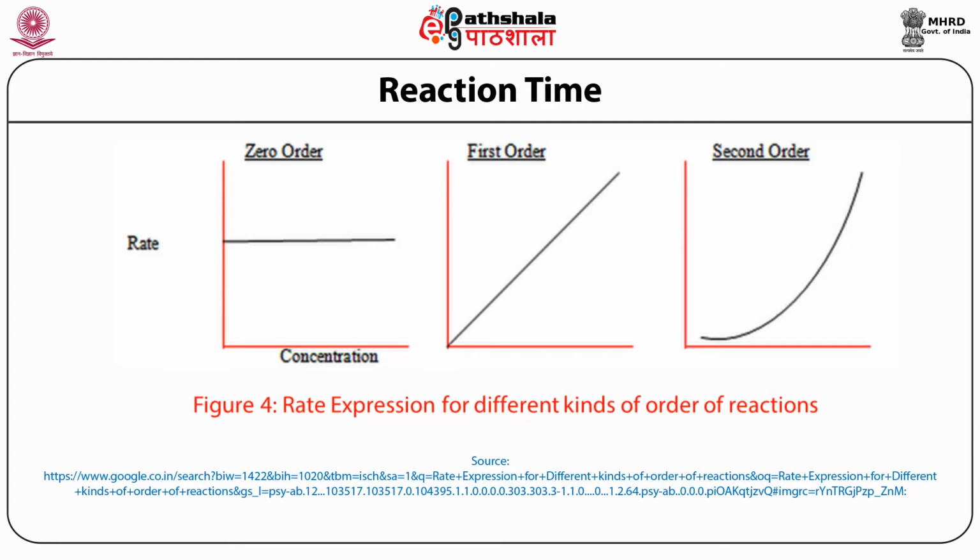When the concentration of reactant increases, the rate of reaction increases exponentially. Here the figure depicts that the rate is independent of concentration for the zero order reaction, and for the first and second order reactions it increases linearly and exponentially respectively.